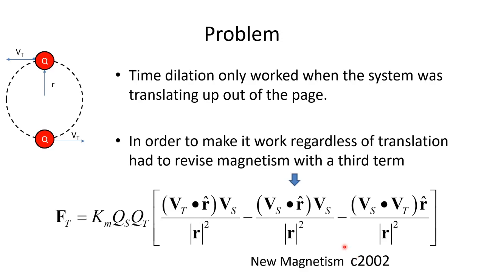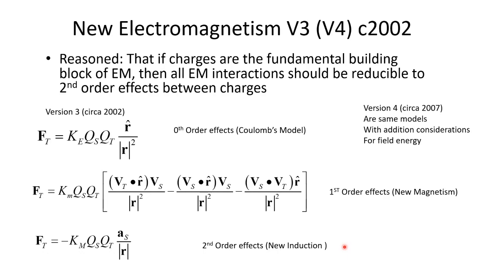Okay, so now once you take this new magnetism and fold it in, you end up with New Electromagnetism version 3. Okay, and this is circa 2000-ish. Now, version 4 came about during my graduate thesis because I reconciled that, hey, wait a minute, electric fields must store potential energy and magnetic fields must store kinetic energy. And so I ended up expanding the definition of electromagnetism to include potential and kinetic energy effects. Okay, it didn't change these models, it just added energy considerations.